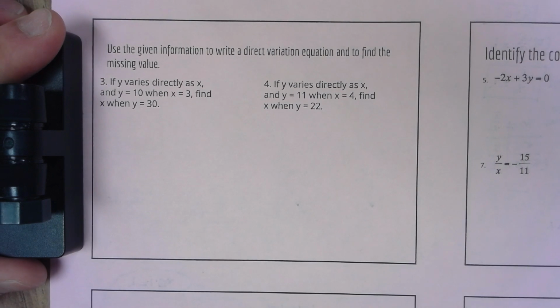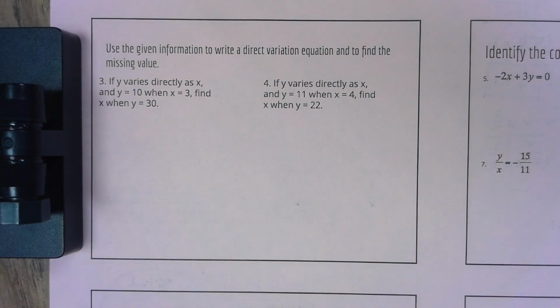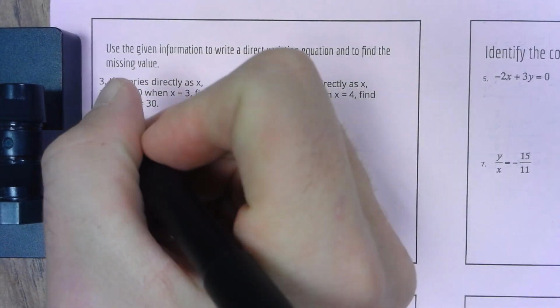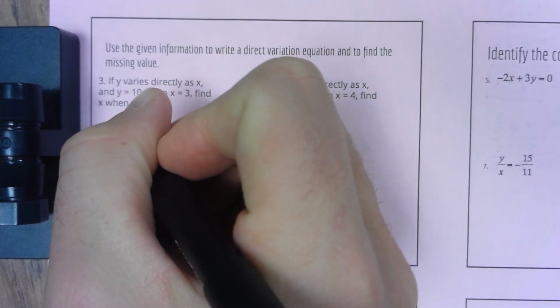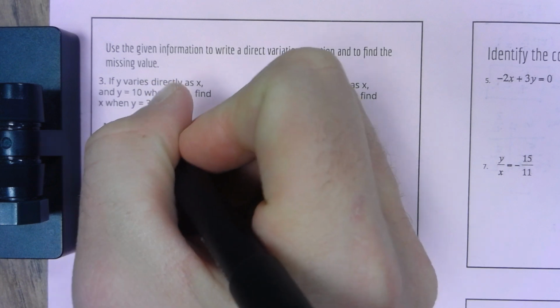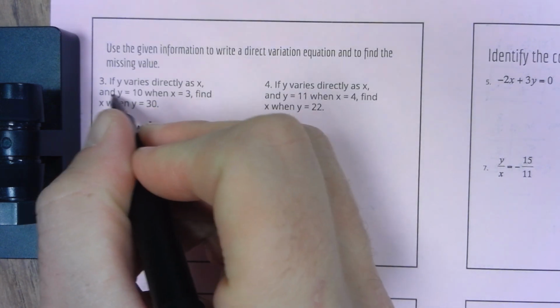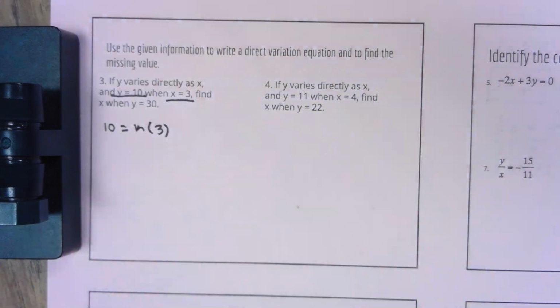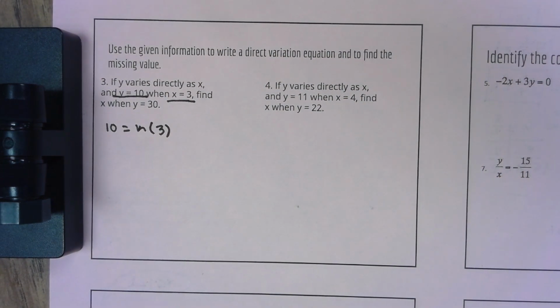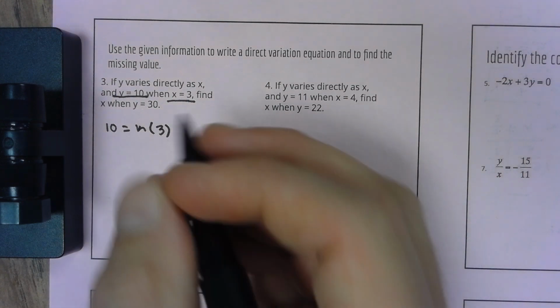Okay, once again, not much different here. Now we're going to be finding x given a specific y value. So the solving part will be a little bit trickier. But I want to start the exact same way. So I'm going to start by saying 10 equals k times the given x value of 3. We're given that y is 10, x is 3. I can easily find my constant of variation from that by dividing both sides by 3.